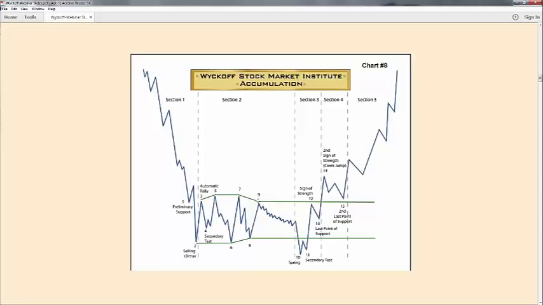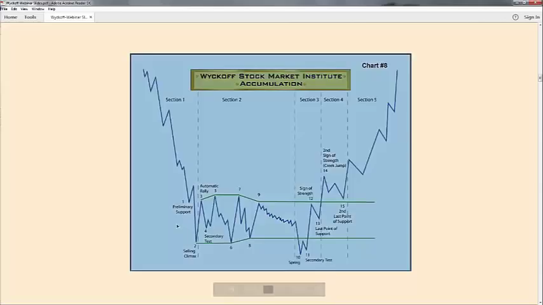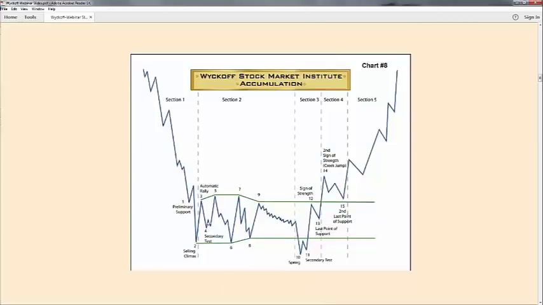Once you reach your last resistance point, you draw the line straight out. Once you reach the last support point, you draw the line straight out. And that's when you would see, for example, in this case, the spring.